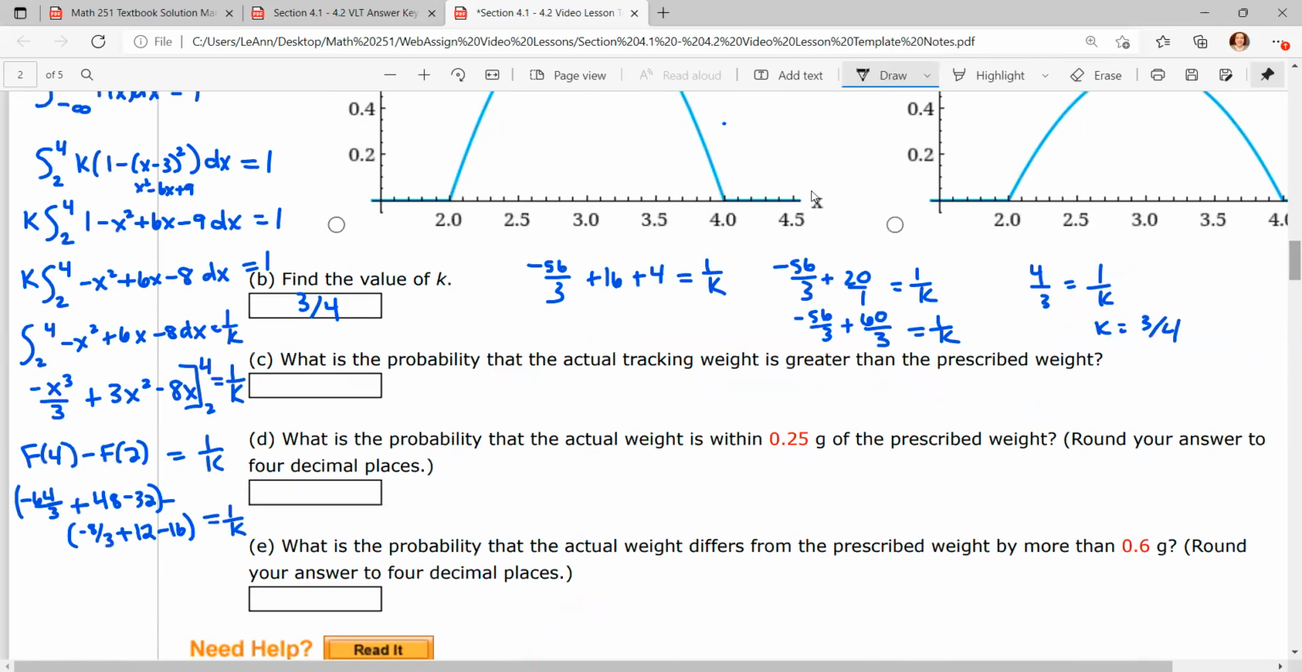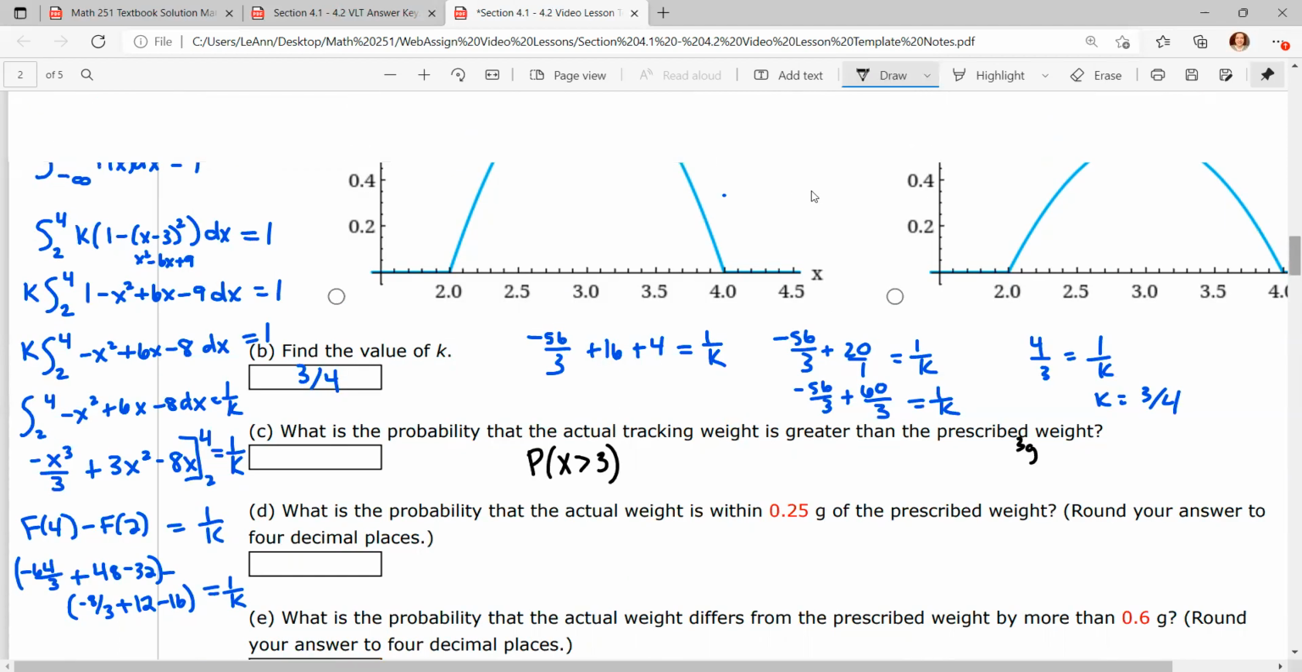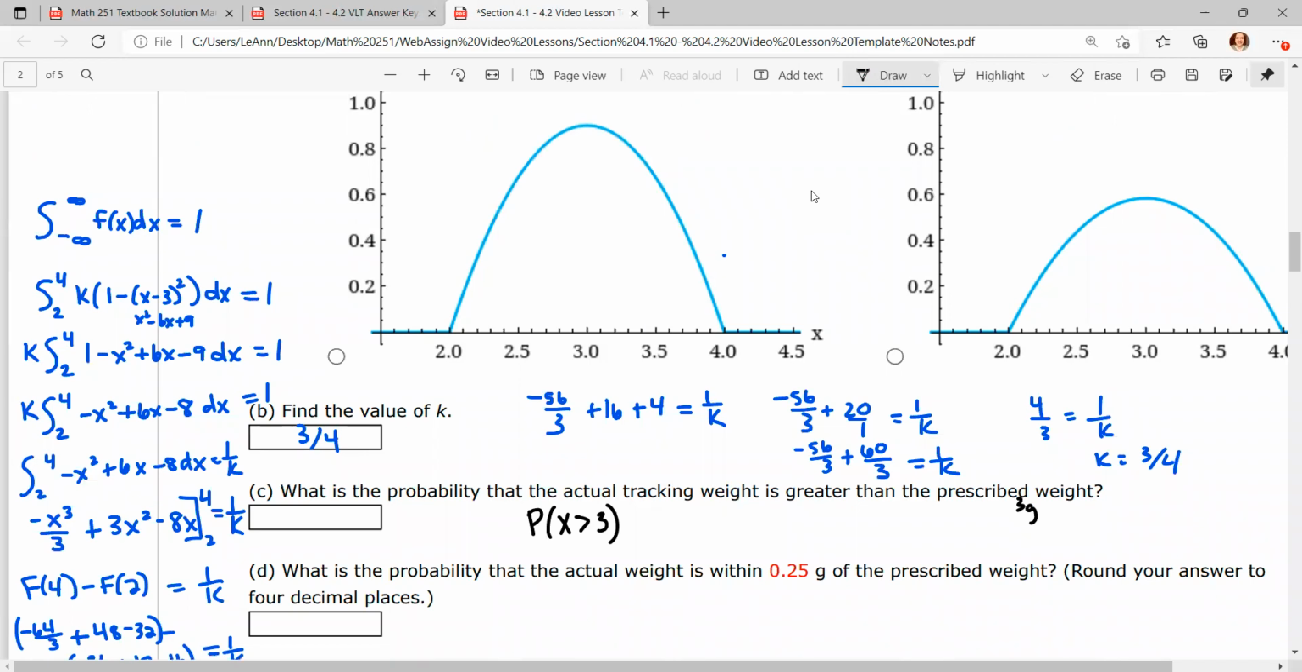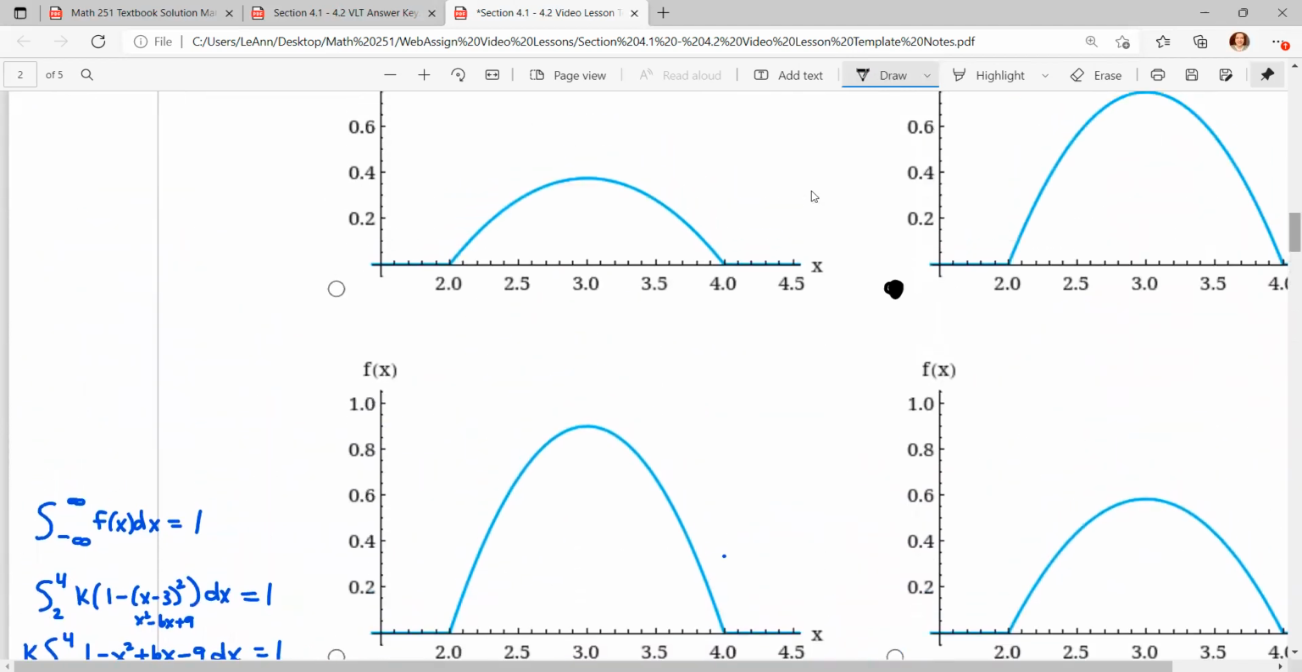Okay, and now let's talk about some probabilities. So it says, what is the probability that the actual tracking weight is greater than the prescribed weight? Well, the prescribed weight was 3 grams. So what is the probability that x is greater than or equal to, or actually we can just do greater than. When you're on a continuous function, endpoints don't matter. So those two questions are the same thing. But the probability that x is greater than 3, well, that's right here at your symmetrical point. That's the vertex of your parabola.